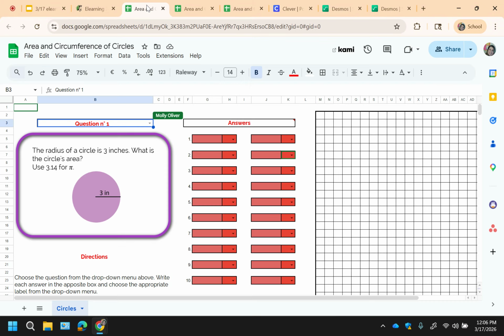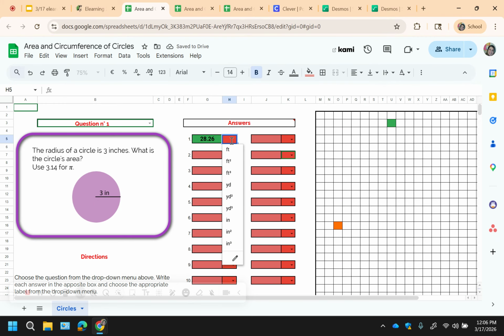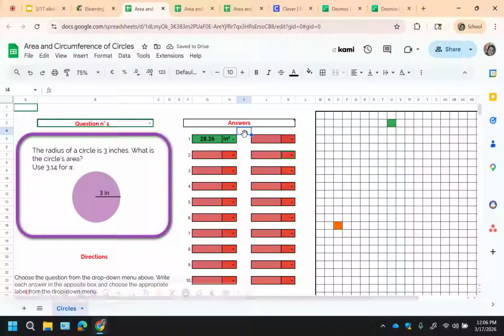So then when we go into our Google Sheet for problem 1, I will put in 28.26, and then it turns green for you. Now notice the box next to it is red. You have to figure out what units you're using, okay? A little hint, we're not using any of these 3s. That is for volume. This is not a volume problem. Okay, so area gets the little 2 with it because it's area squared. And that turns green as well when you have the right answer.